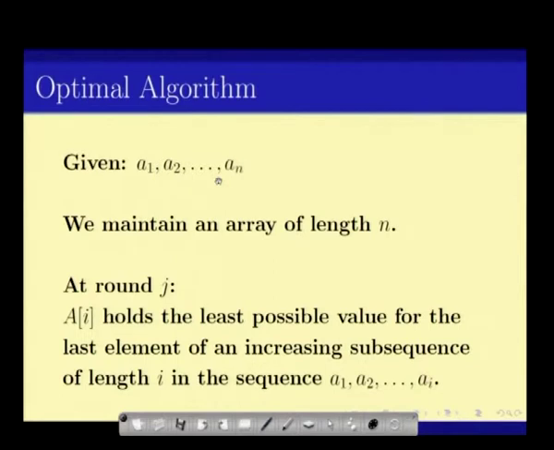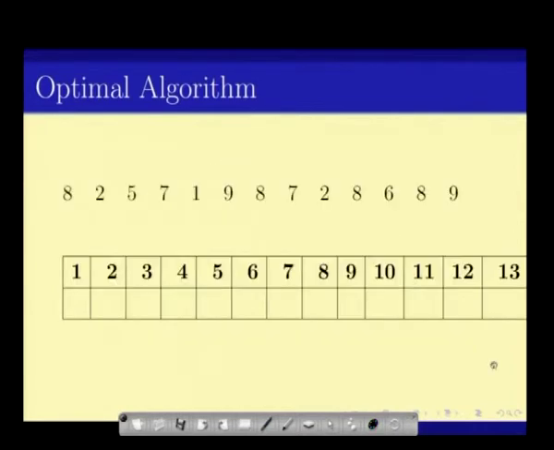At this point, this array will hold, the ith place will hold the least possible value of the last element of an increasing subsequence of length i in the sequence A1 to Aj. At round j, I have looked at A1 to Aj. Ai should hold the least possible value of the last element in an increasing subsequence of length i. Maybe I should explain it more clearly using an example.